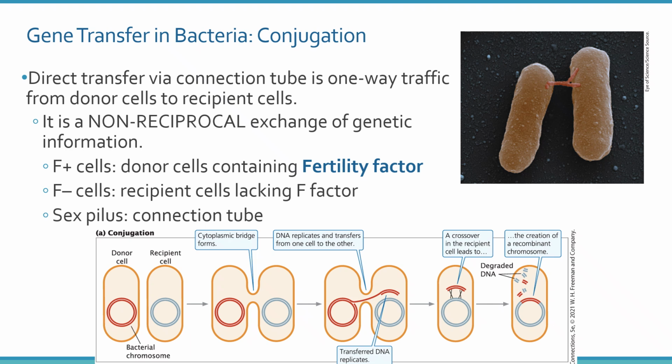Now, if the other cell does not have a fertility factor, we call this an F minus cell. So it just means that they are lacking that fertility factor. They may or may not be lacking it, but we're going to assume in this particular example that they are lacking. And that other cell that has the fertility factor, we're going to call an F positive cell. And then that connection in between, another name for that is a sex pilus, or we can just call it a pilus for short.